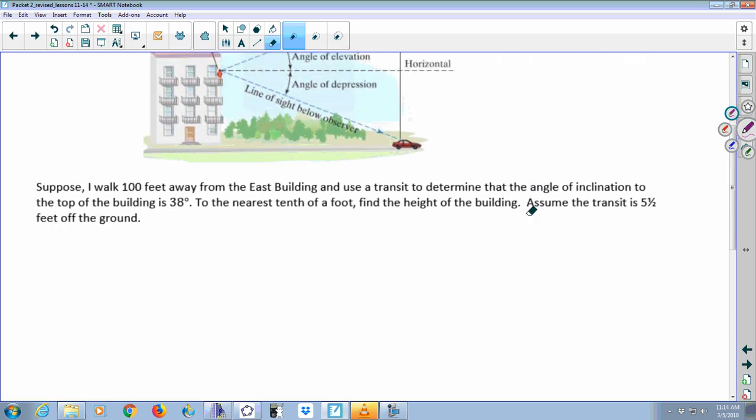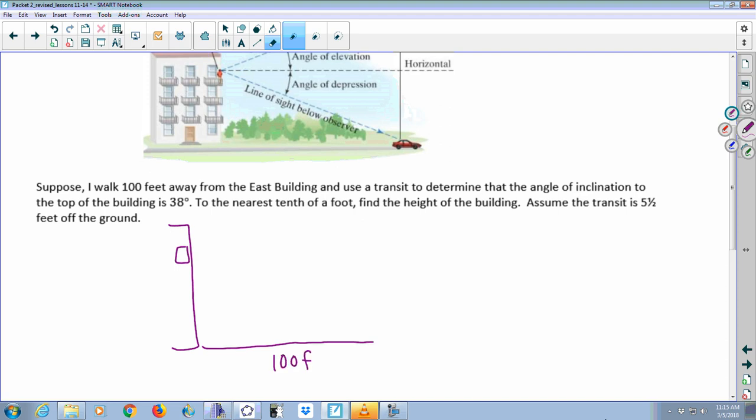I'm walking away from the east building. We used to go out in the old days. I had a friend who taught here, and he was an engineer, and we used to use a transit, and we would go out and measure stuff in pre-calc. We don't do that anymore, but anyway. So I'm walking away from the east building. Does that look like the east building? Kind of. All right, I'm walking away, and I'm 100 feet away from the east building.